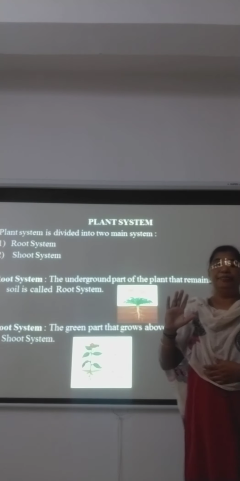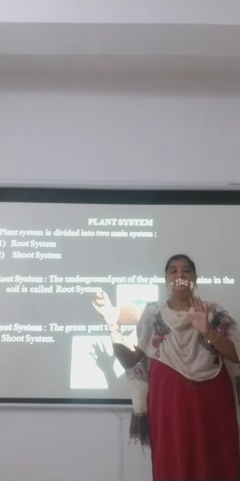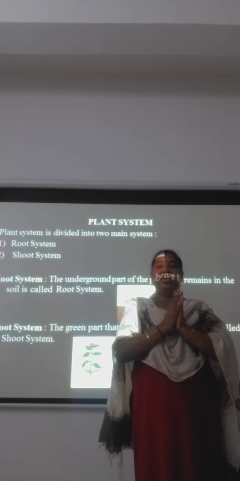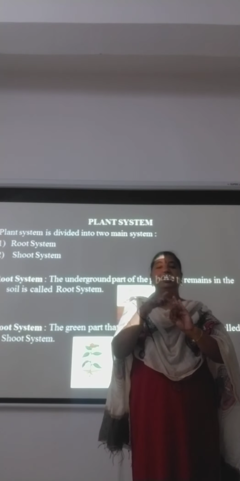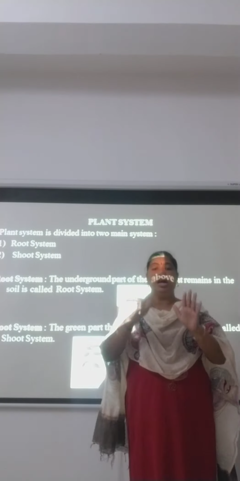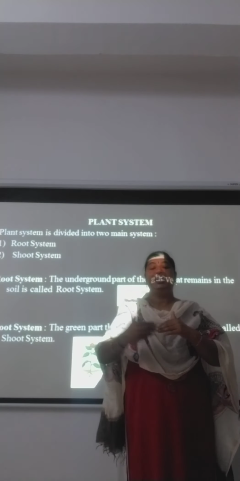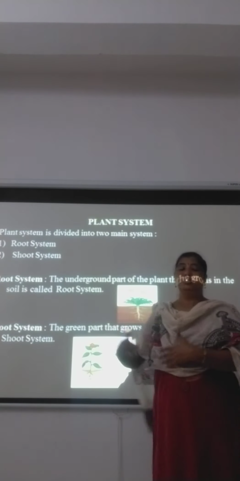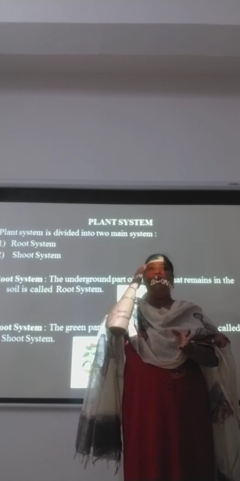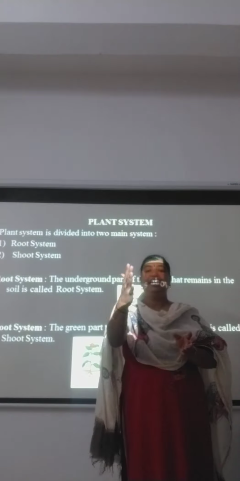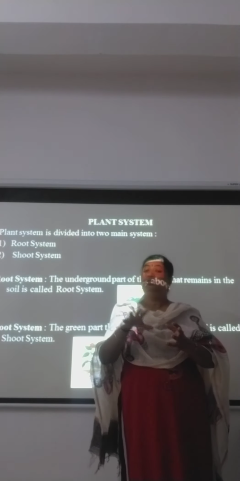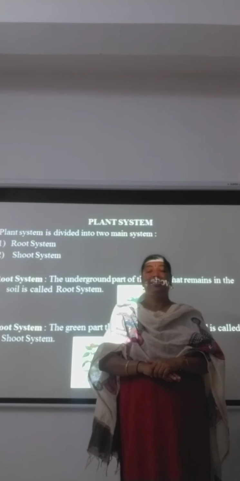Plant system. Till now we have seen the different types the plants are classified into: herbs, shrubs, trees, climbers and creepers. Now let's go a little deeper into the plant system. What does a plant basically consist of? What we see in front of us with our eyes is something, but below the ground there are also certain parts of the plant which we cannot see.